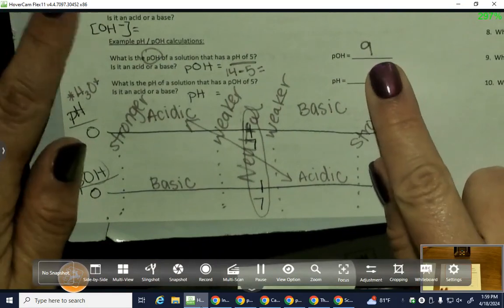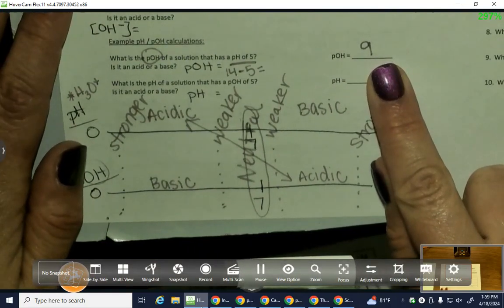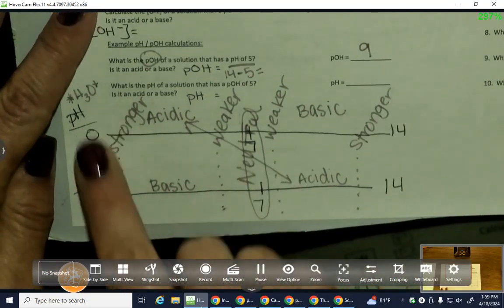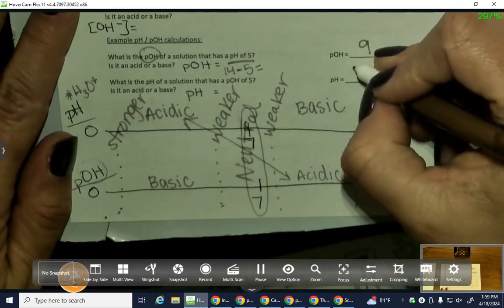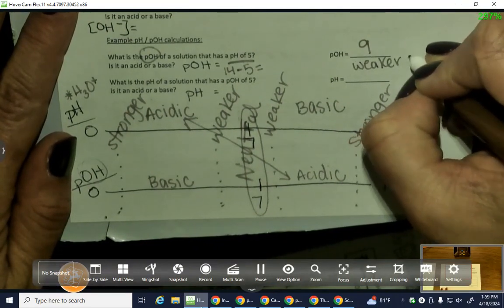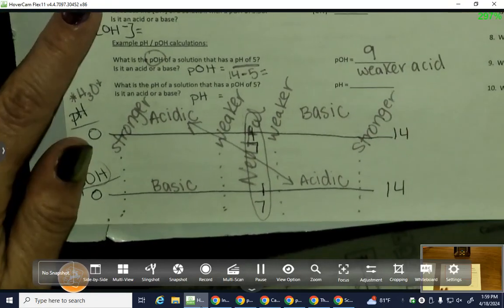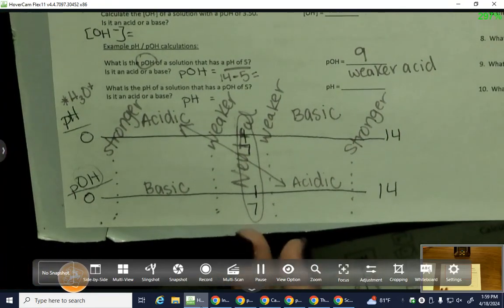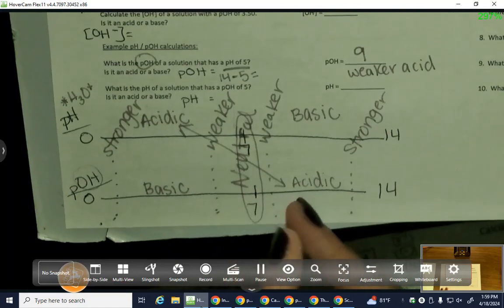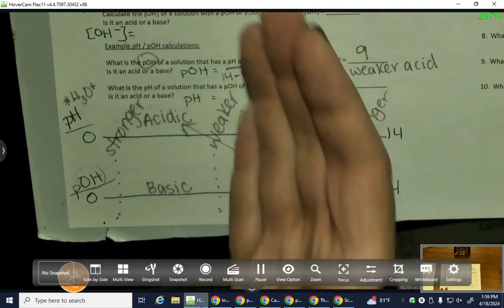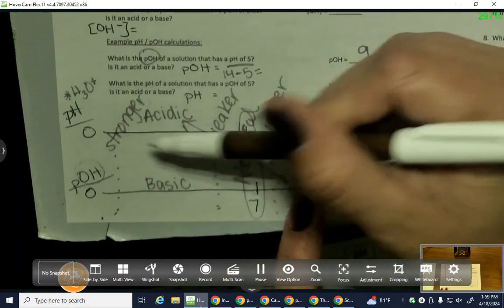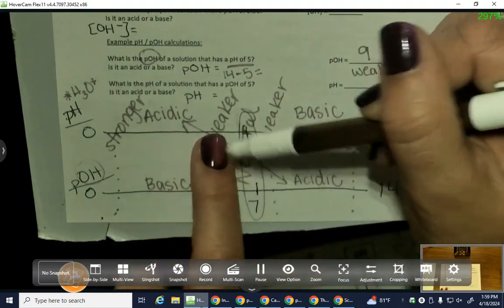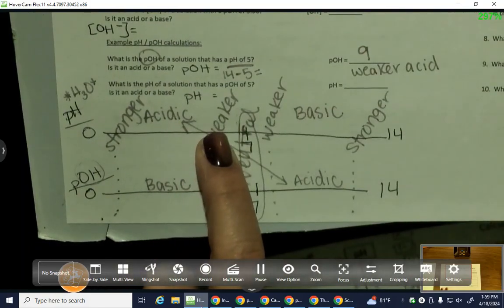So is that an acid or a base? Look at your 2 pH scales. It is an acid. It is a weaker acid. Okay? So it's on the weaker end of it because it's 9. So it's like 2 away from this. So it's right here. It's acidic and it's closer to neutral. Okay? You could have also looked just at the pH. The pH was 5, which is right here. It's a weaker acid. You see how that works?